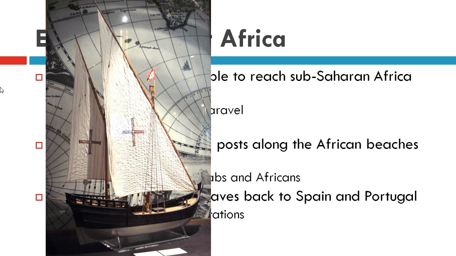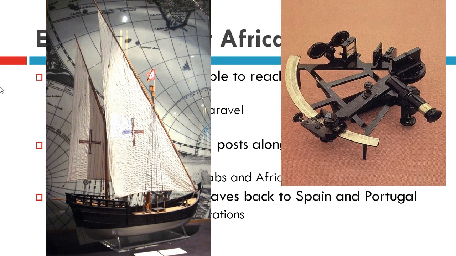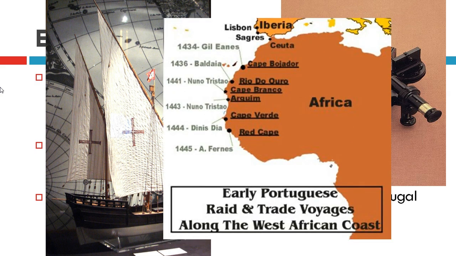You can see one of the things that the College Board likes to talk about, for example, the technology's impact on historical development. So here's two pieces of technology, the caravel and the sextant, which both increased trade, particularly maritime trade. And here's a map of some of those early Portuguese trade voyages along the West African coast.